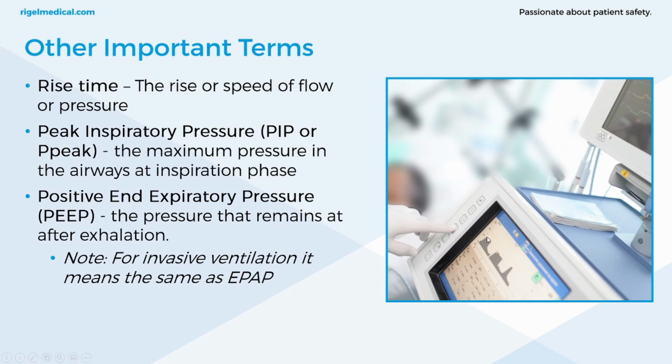We've got peak inspiratory pressure, PIP or P peak. This is the maximum pressure in the airways at inspiration. And we've got positive end expiratory pressure, or PEEP, the pressure that remains after exhalation. Note, for invasive ventilation, it means the same as EPAP.